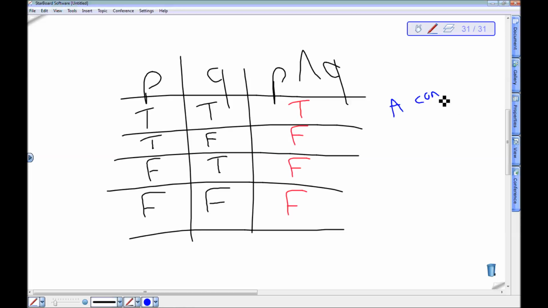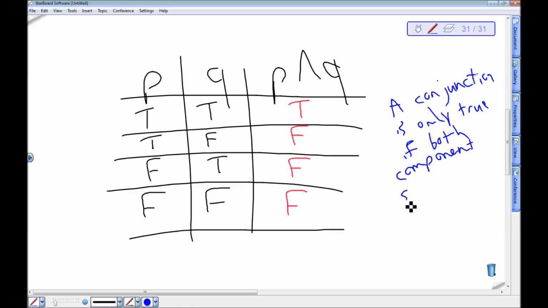A conjunction is only true if both component statements are true. Okay, conjunction's only true in this top line, so that's the one I can remember. A conjunction is only true if both pieces are true, both components are true.